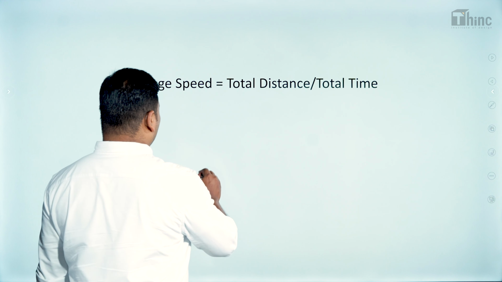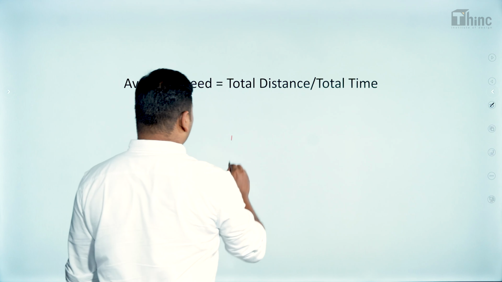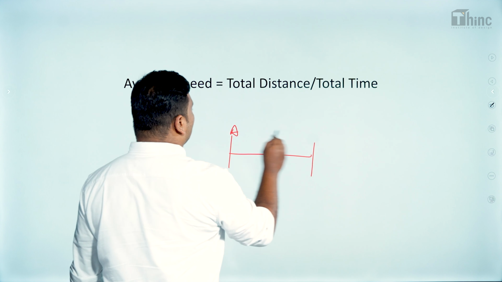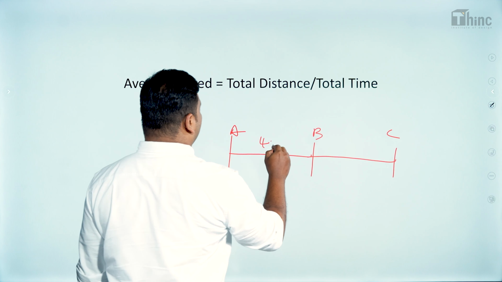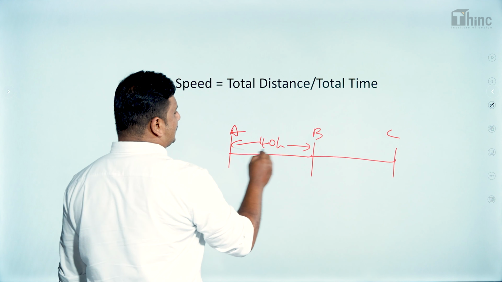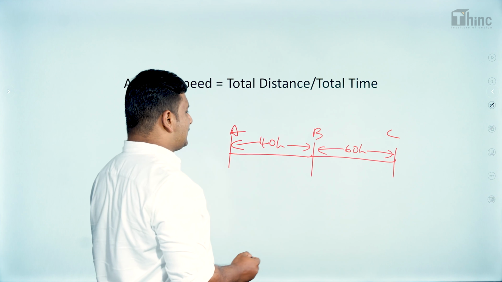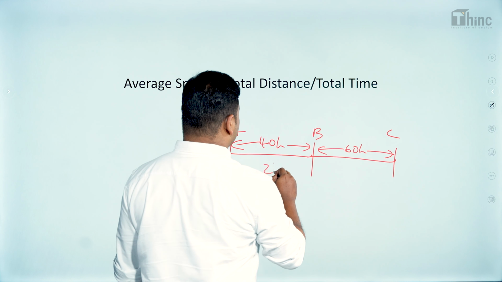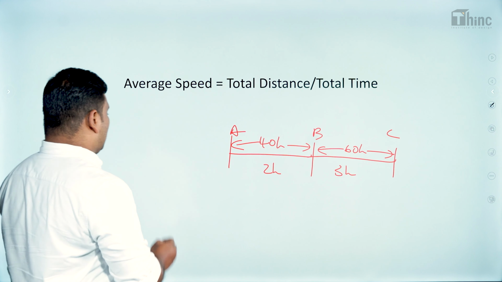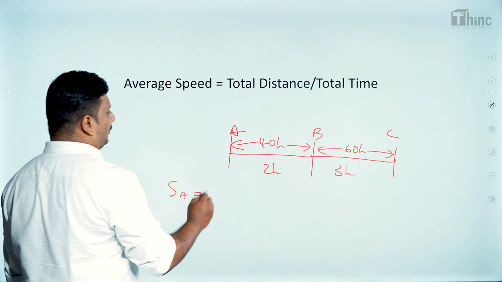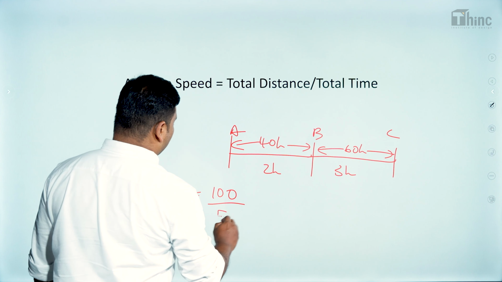So imagine a person moves from A to B and then he moves from B to C. We know the distance from A to B is 40 kilometers and the distance from B to C is, let's say, 60 kilometers. And let's say the time taken is 2 hours and 3 hours correspondingly. So how can we find the average speed? We'll find the total distance, that is 100 kilometers, and the total time, that is 5 hours.